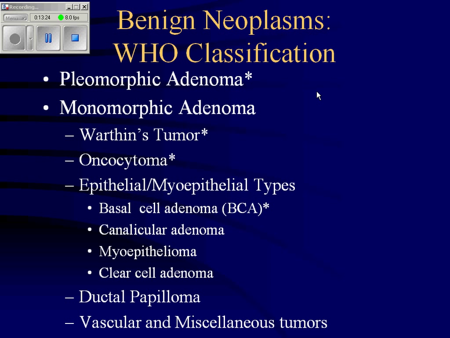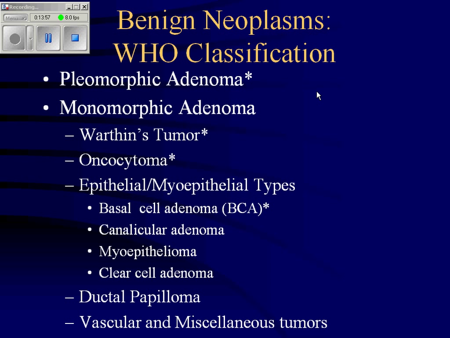And the other side of that is when you only have one piece of that puzzle, they call it a monomorphic adenoma, depending on what that piece is. If it's ductal cells with a lot of lymphocytes, it's going to be a Warthin's tumor. If it's just the ductal cells with the oncocytic change, they call it oncocytoma. And then you have these epithelial, myoepithelial types, it's going to be one or the other, not both generally. You have basal cell adenomas, which are common, but they can be difficult because they look a lot like a malignant thing that we'll talk about later.